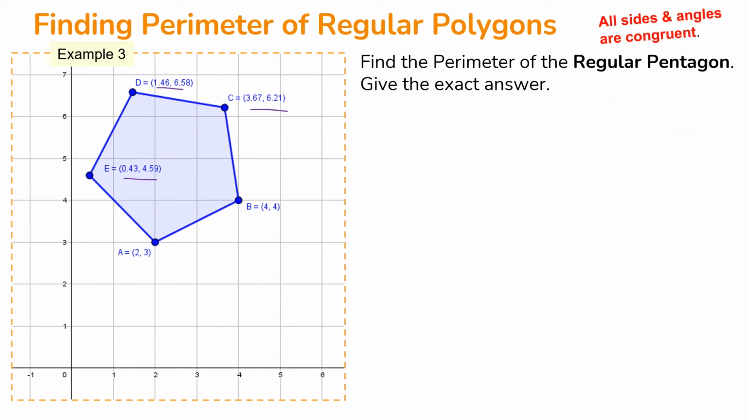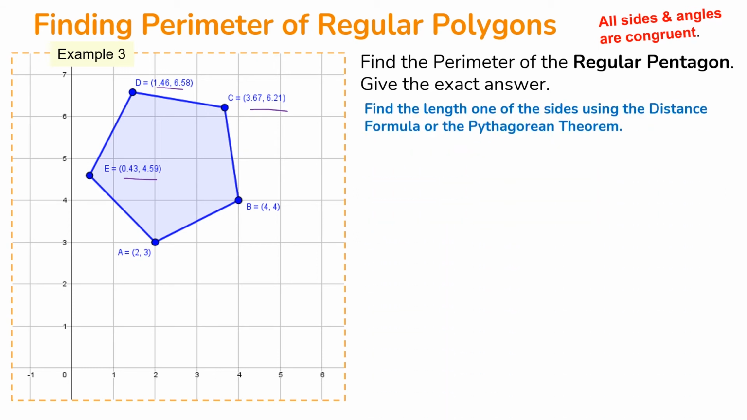And what do we know about regular polygons? Well, all sides and angles are congruent. So if we just find the length of one side of this pentagon, we could simply multiply that side by 5 or add it together 5 times. All right. So what we could do, we could either use the distance formula or the Pythagorean theorem. I'm going to show you both, and you just choose which is easier for you.